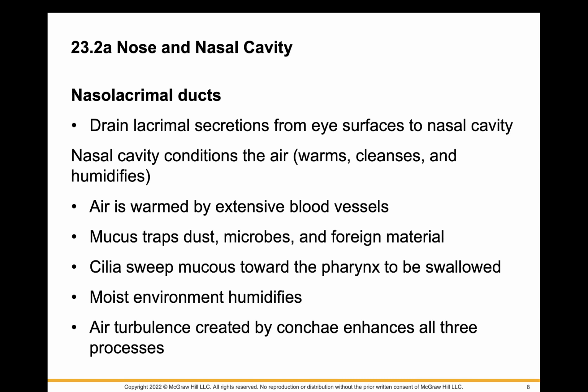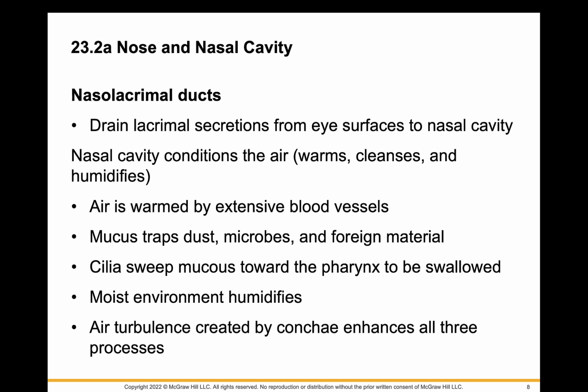The air is going to be warmed by extensive blood vessels. Anyone who's ever had a bloody nose knows how much blood can come from it, and it makes sense here. We have very superficial blood vessels, close to the surface, and they're going to be warming the air as we inhale. If we look at the concha, these are protrusions, and what they do is create turbulent flow, and that turbulent flow moves the air and spends more time, really enhancing the overall process of conditioning the air.